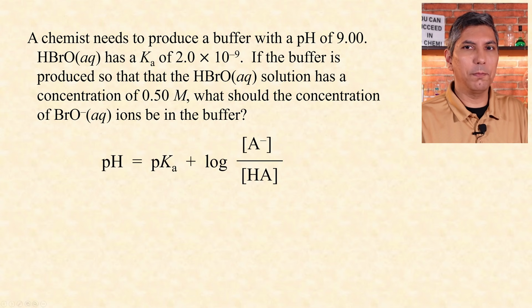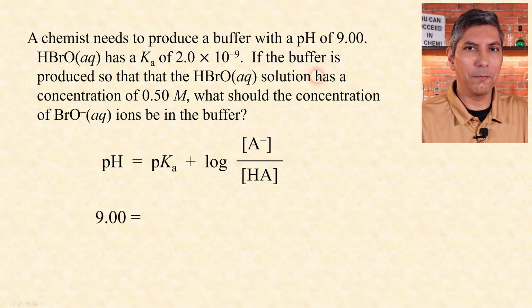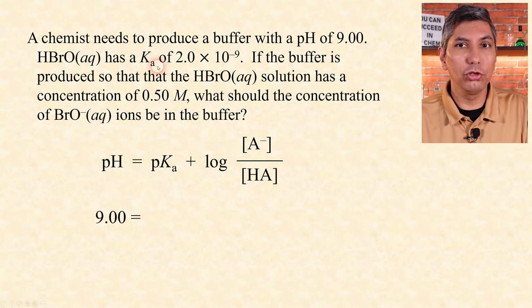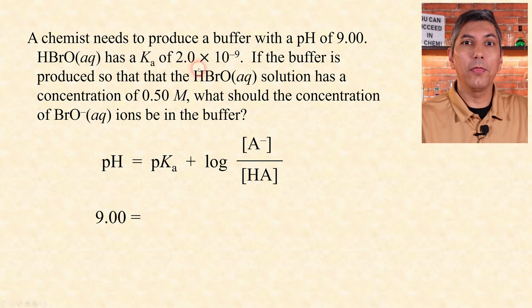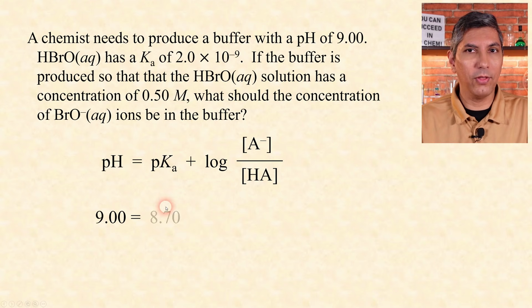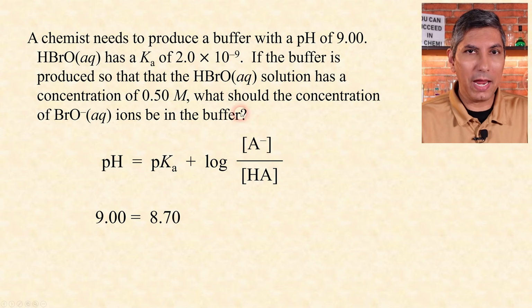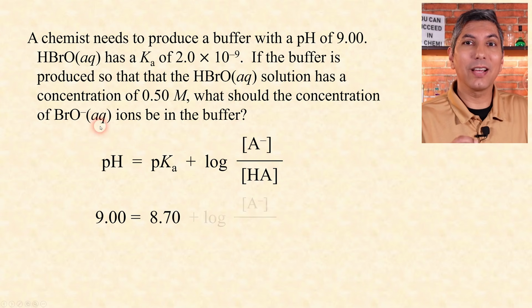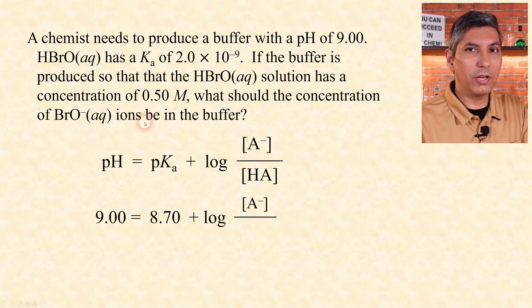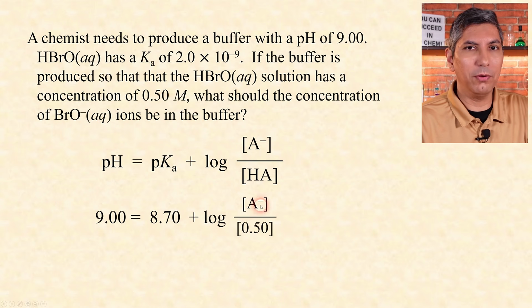The problem says the pH will be 9.00. The Ka is 2 times 10 to the negative 9th, so the pKa, the negative log of that, is 8.70. The concentration of the conjugate base, or A negative, is our unknown. The concentration of the acid is 0.50.